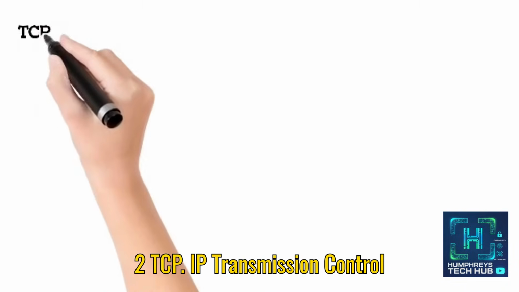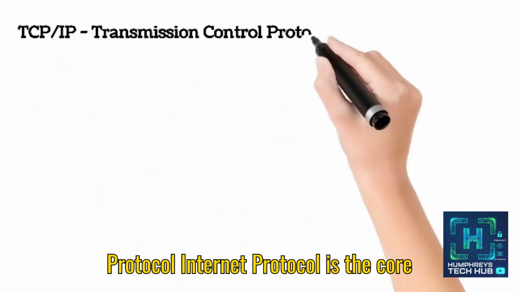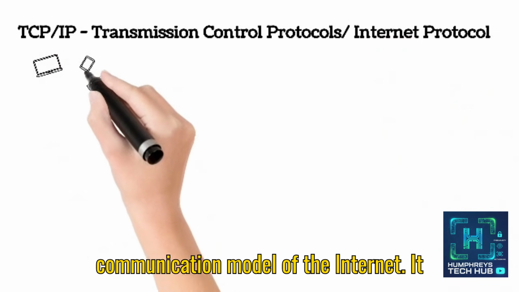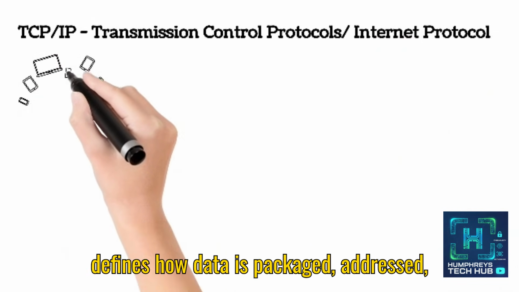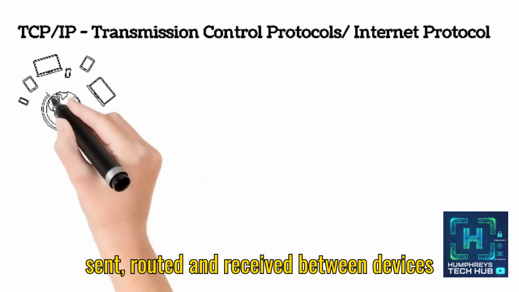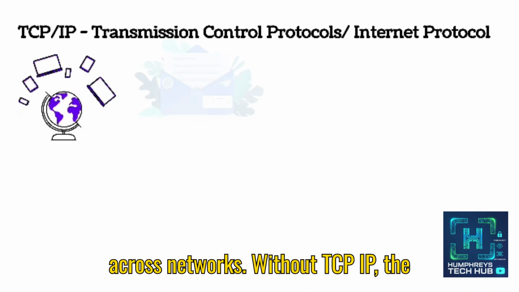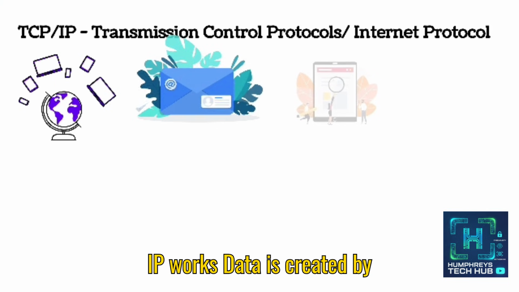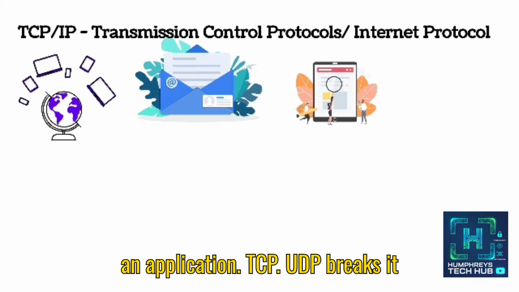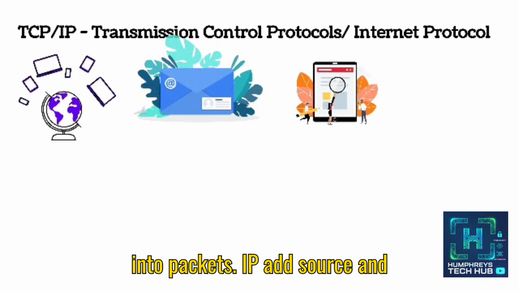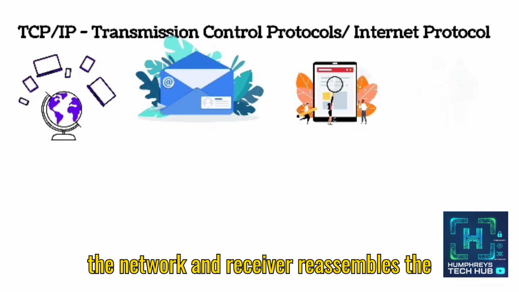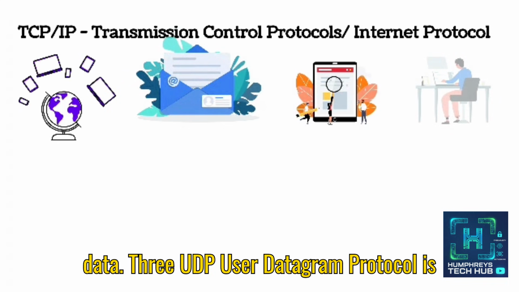2. TCP/IP, Transmission Control Protocol and Internet Protocol, is the core communication model of the Internet. It defines how data is packaged, addressed, sent, routed, and received between devices across networks. Without TCP/IP, the Internet would not work. How TCP/IP works. Data is created by an application. TCP breaks it into packets. IP adds source and destination addresses. Data is sent over the network, and the receiver reassembles the data.